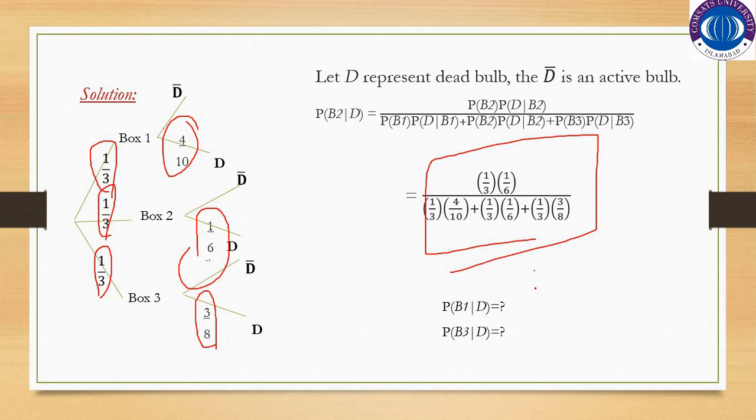Similarly, you can also find out the probability of the bulb coming from box 1 given that it is the active bulb. You can use B2 also, that is probability of B2, the bulb is coming from box number 2 given that it is the active bulb. Similarly for B3 also. Just concentrate on how you would find this out by using the Bayes theorem.